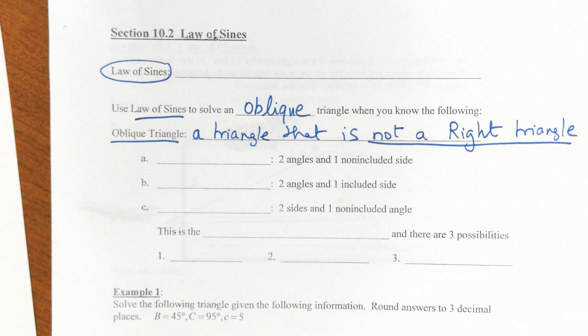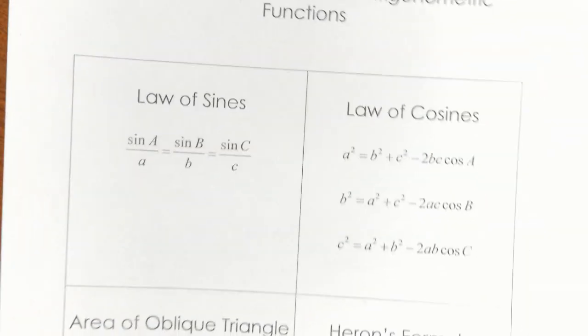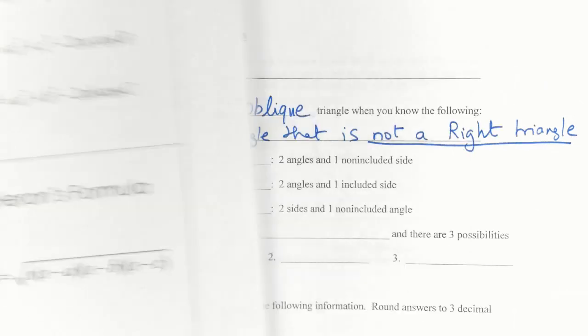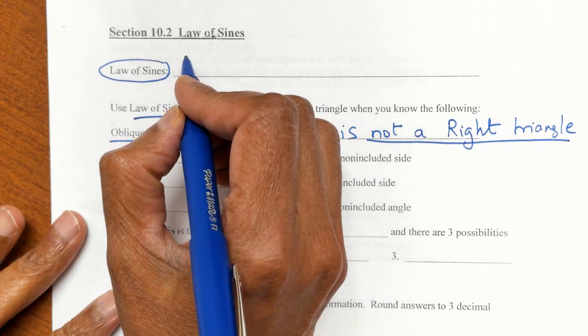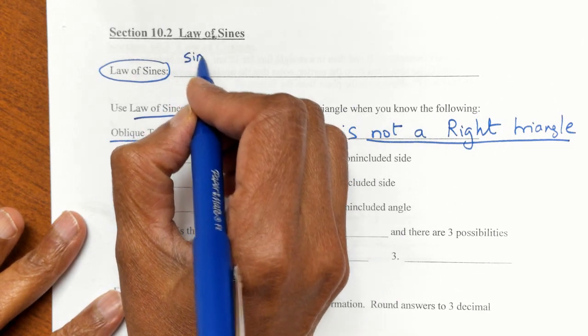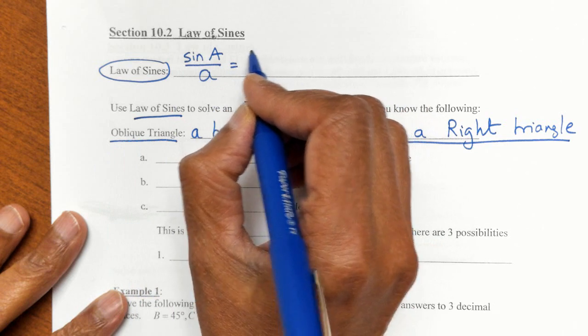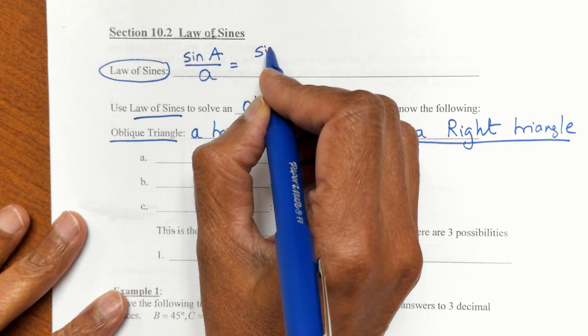If you look at the last page of your notes, it contains all the formulas. But I'm going to write it down again, and you will be given this formula sheet on your test when you take the test. The law of sines is the first one. I'm going to write this again, and it's not a bad idea to write it, so we can talk about it. What does this formula look like? What does it mean? It basically uses sines of angles.